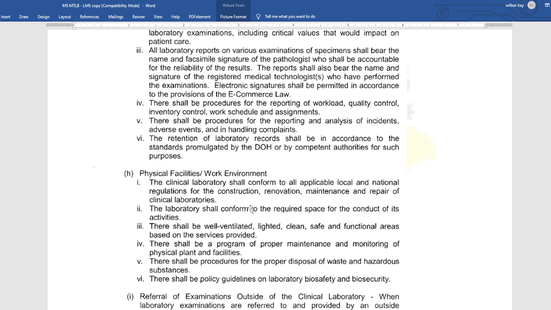That's why we as medtech, we do not only process a specimen. Nagsusulat din tayo mga test result. Naglalagay tayo ng mga test results sa logbook. Okay? Ang dami-daming sinusulat.